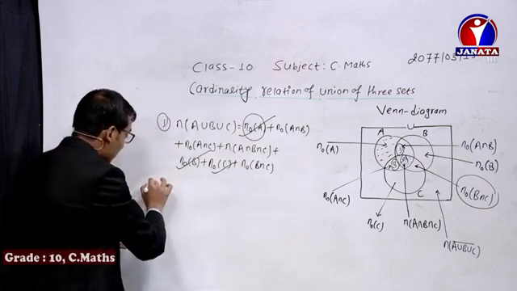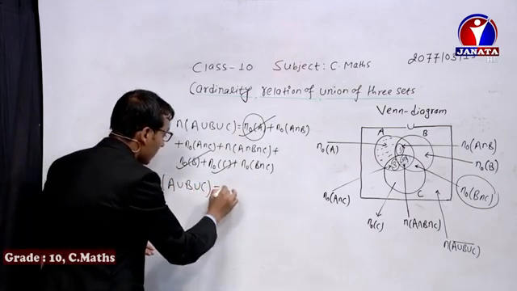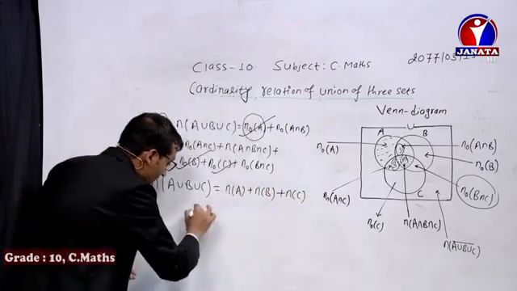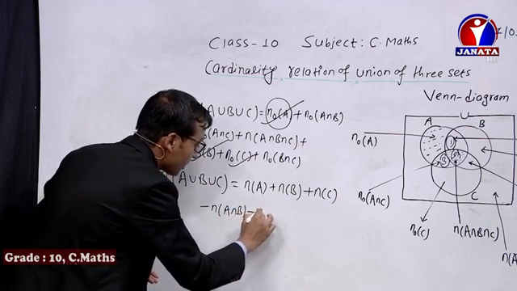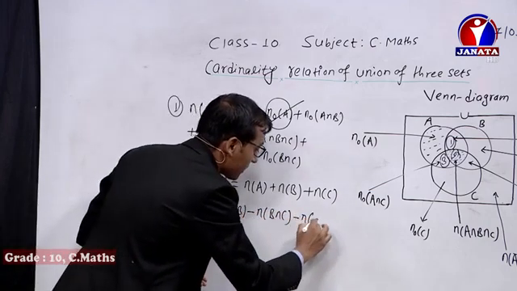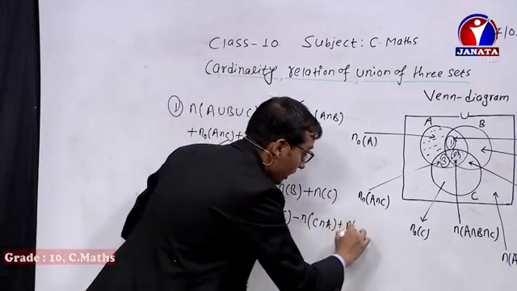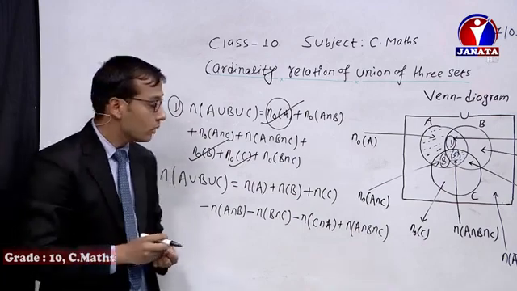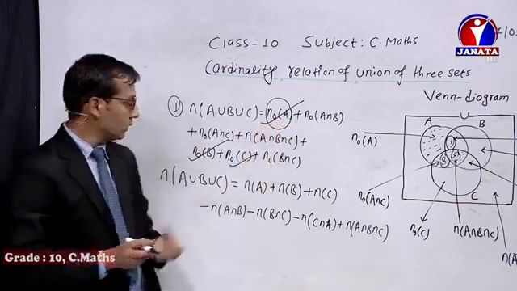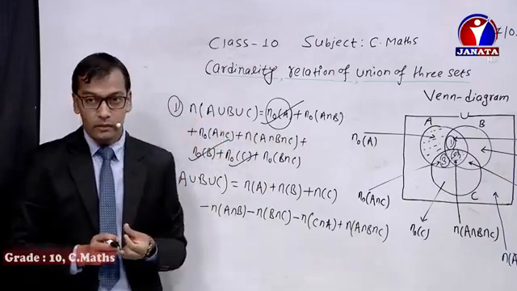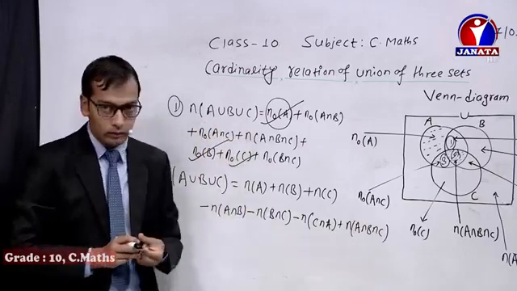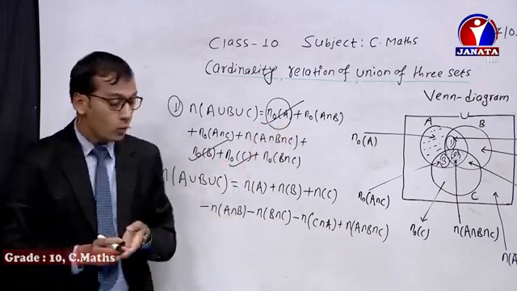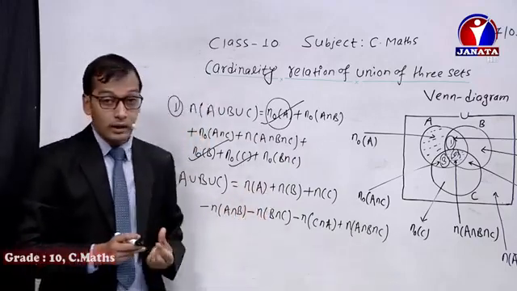Okay, so let me write a formula. n of A union B union C is n of A plus n of B plus n of C minus n of A intersection B minus n of B intersection C minus n of C intersection A plus we add n of A intersection B intersection C. So this formula can be derived with the help of the first formula, n of A union B union C. If we write the formulas of n only A, n only B, n only C, and if we cancel positive and negative terms, we will obtain this formula. So it can be used in the exercise.